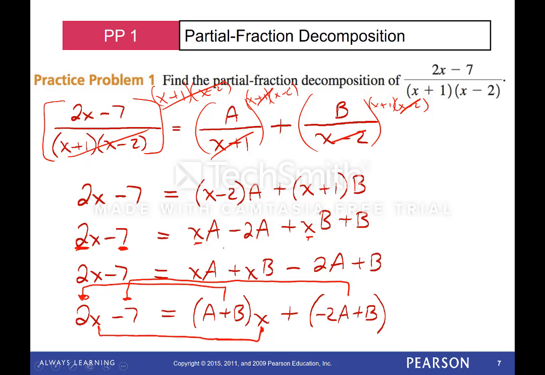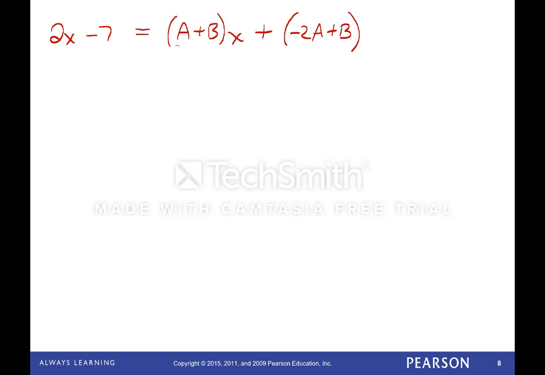Okay, so I'm running out of room here, so let me rewrite this real quick here on the next slide. So there's that. Let me do the lines again just to make sure we know. We're going to line up a plus b. A plus b has to equal 2 if these two terms are going to equal each other, right? And then -7 has to equal -2a plus b.